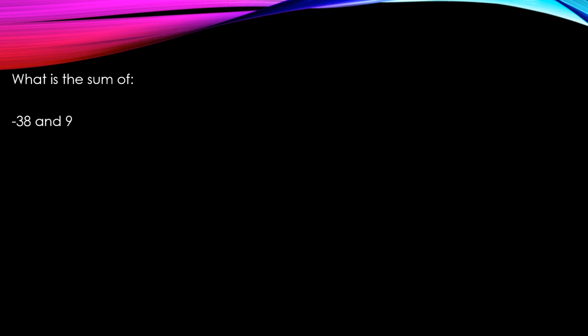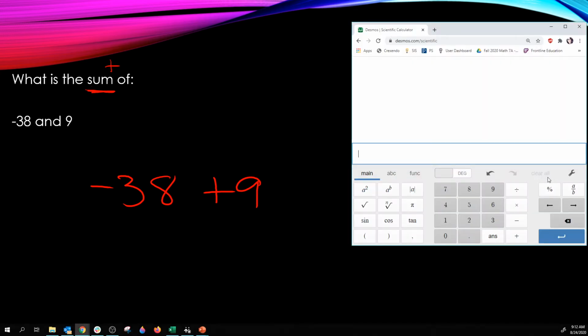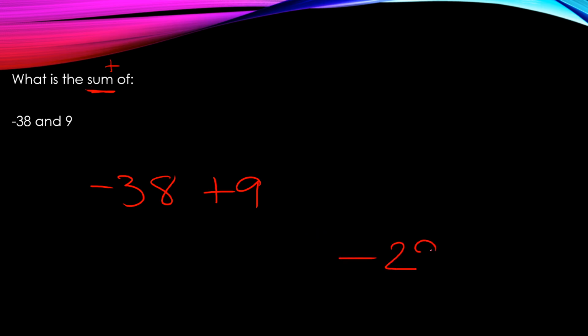Next is, what is the sum of negative 38 and 9? Whenever you see the word sum, it represents addition. So what this is asking me is, what is negative 38 plus 9? And we can double check this by typing it into a calculator. When I do that, I get negative 29. So the sum of negative 38 and 9 is going to be negative 29.